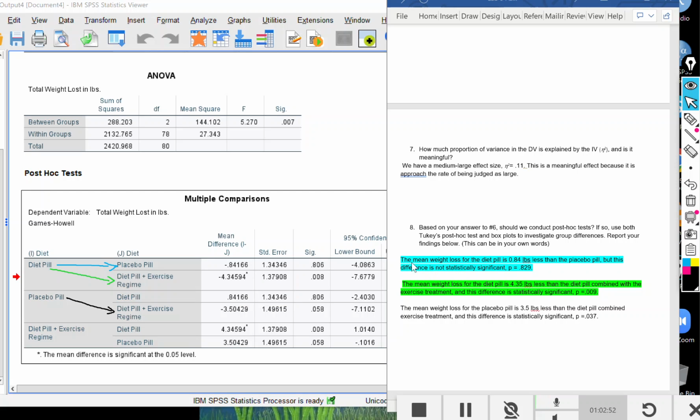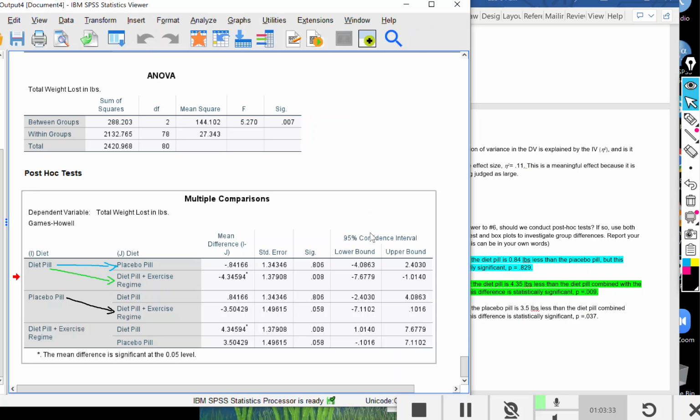So as we see here, I wrote down the mean weight loss for diet pill is 0.84 less than the placebo pill. And so they lost more weight in the placebo pill than they did in the diet pill. So for whatever odd reason, they lost less weight in the diet pill condition in comparison to the placebo pill. And so if I read this again, the mean weight loss for the diet pill is 0.84 fewer pounds than the placebo pill, but this difference is not statistically significant, right? So p is 0.829. So there may be a difference here, but it's not statistically significant.